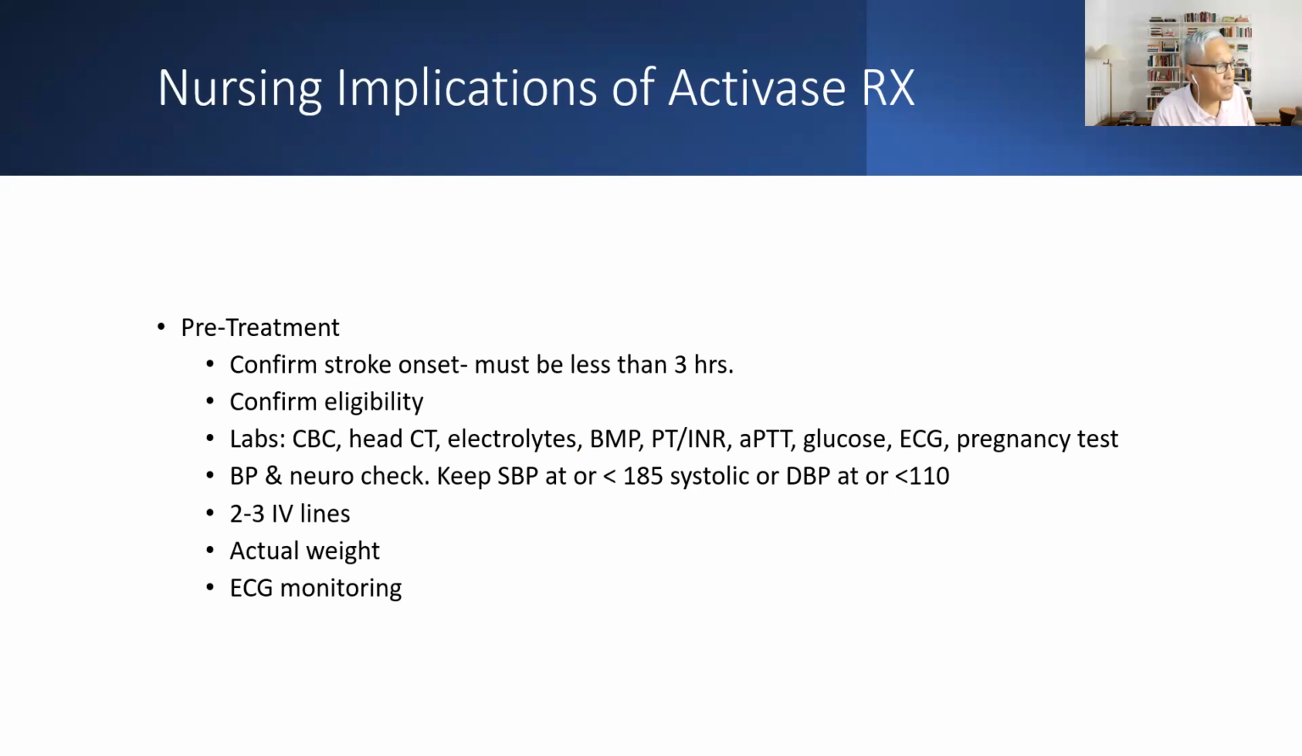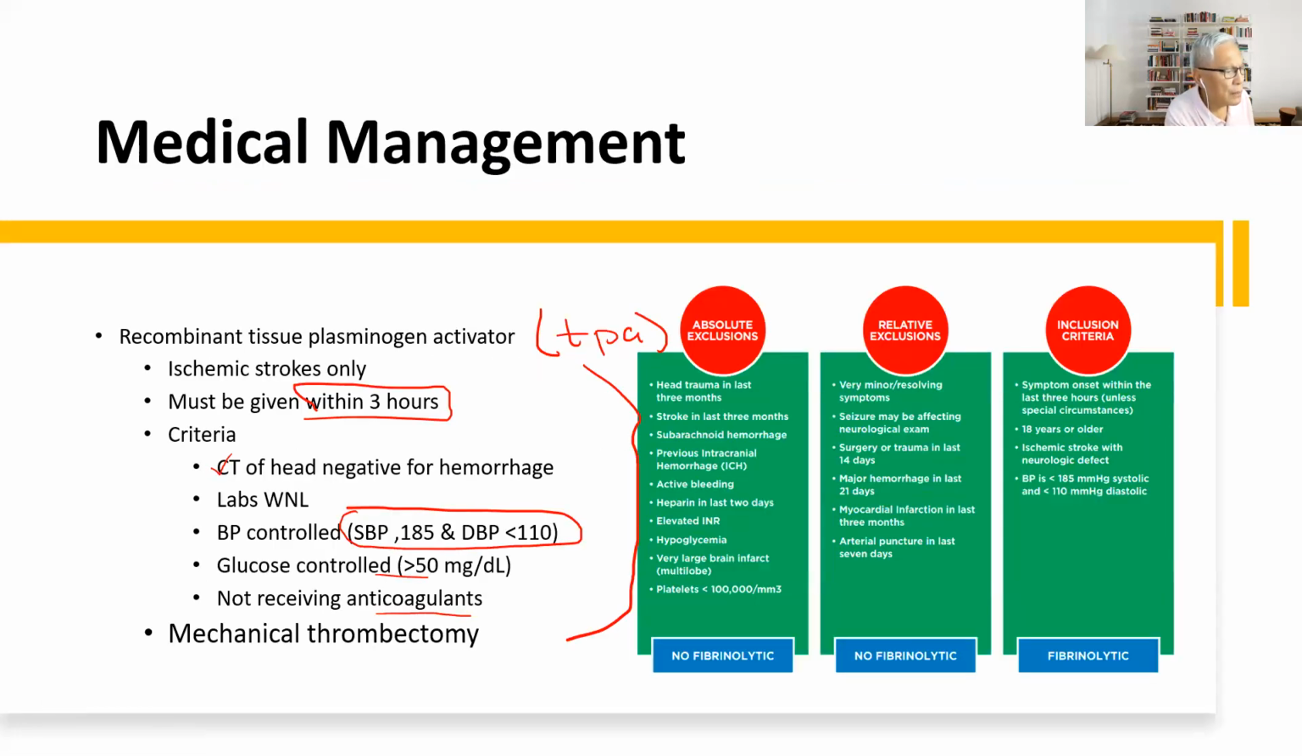So what are some of the nursing implications for the administration of activase or TPA? Well, before treatment, make sure that the last symptom was less than 3 hours, because if the symptom has been more than 3 hours, then that means to say that the patient is no longer going to be eligible for this particular treatment. And then, of course, confirm eligibility, and the eligibility is going to depend on the facilities, but usually these are the exclusions.